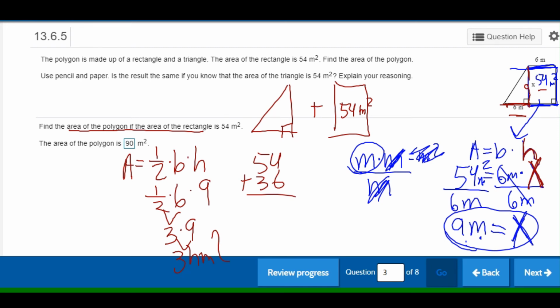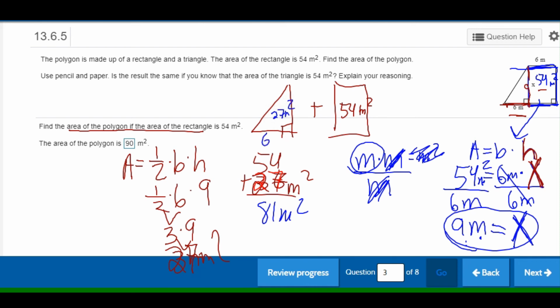3 times 9 is 27. Oh, here we go. 3 times 9 is 27 meters squared. So we have the area of the triangle is 27 meters squared. And we have to add 54 plus 27, which is 81 meters squared. So the area of this triangle is 27 meters squared.